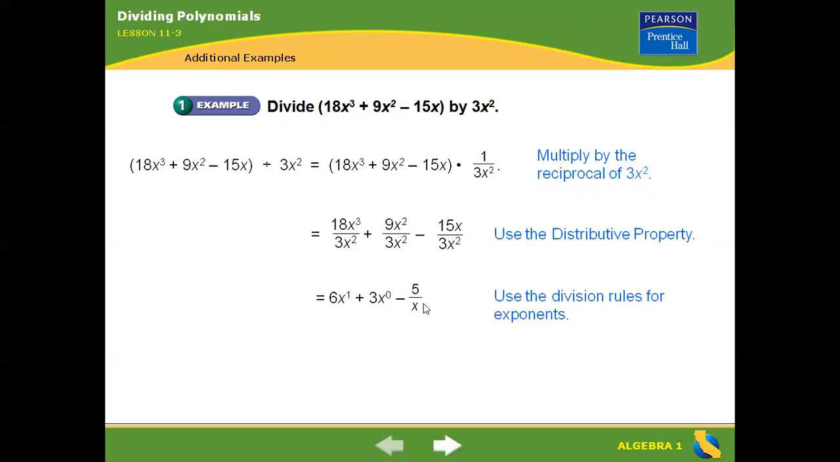under, okay? Because we can write this as x raised to -1. When you simplify a negative exponent, that becomes 1 over that particular expression. So in this case, 15x over 3x squared is 5 over x. So we use only here the division rules for exponents. After that, we're going to simplify. 6x plus any number or variable raised to 0, that is 1, times 3 is 3, minus 5 over x. So the quotient when you divide 18x cubed plus 9x squared minus 15x by 3x squared is 6x plus 3 minus 5 over x.